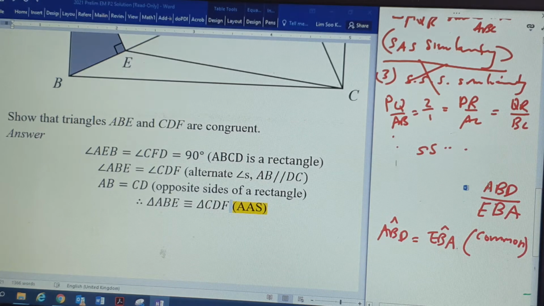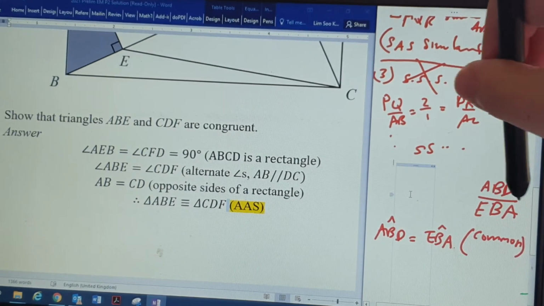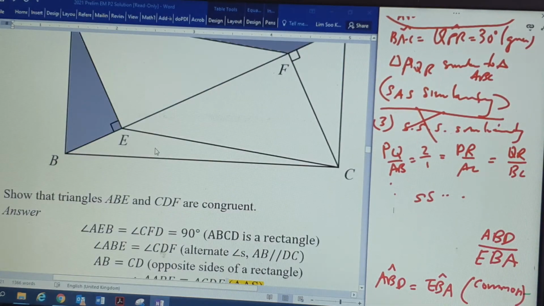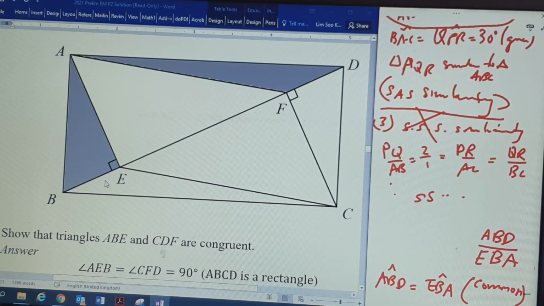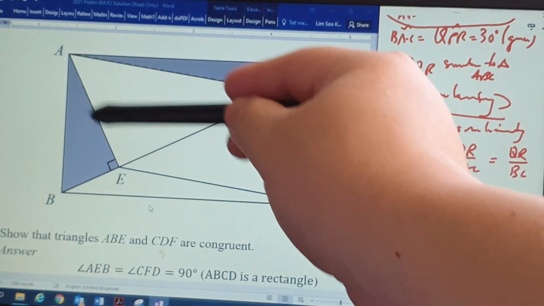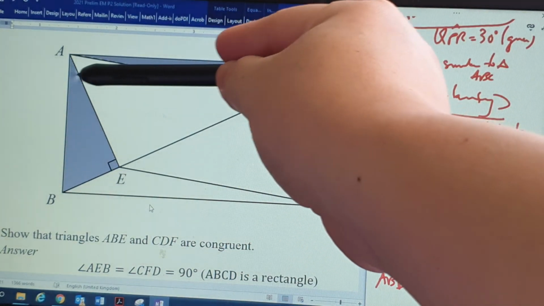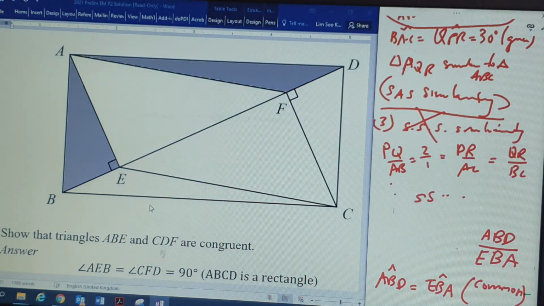Do I know angle A? ABD, EBA, I know already, right? Do I know angle A and E? Angle A and E, then you see, is angle A equal to angle E? Angle A is BAD. Is BAD the same as BEA? So you see, BEA is 90. Then BAD also 90. Why? Angles in a rectangle. So you say like that, okay?